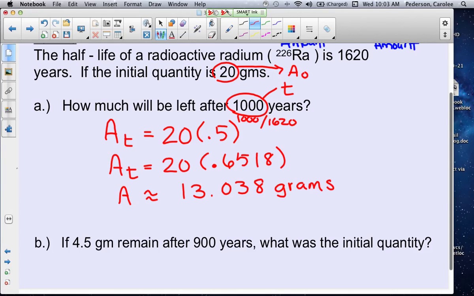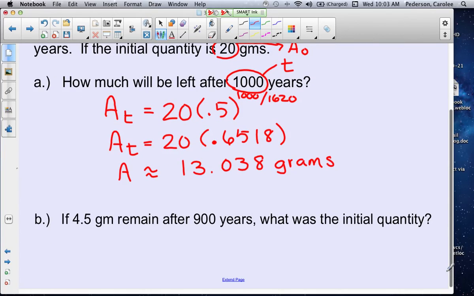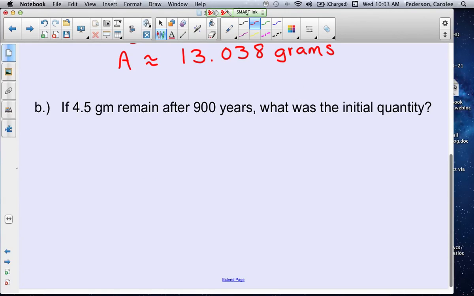Okay, part B says if we have 4.5 grams after the half-life has been going on 900 years, what was the initial quantity? So go ahead and write this piece down.